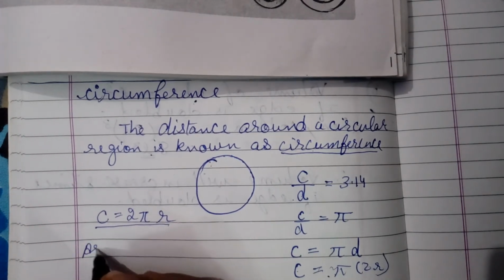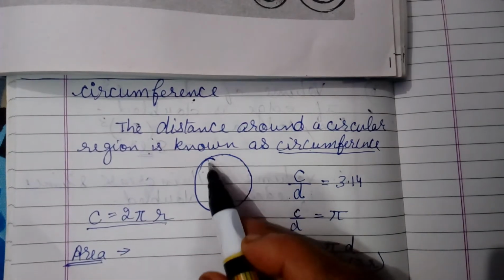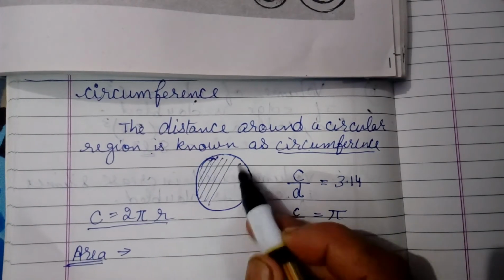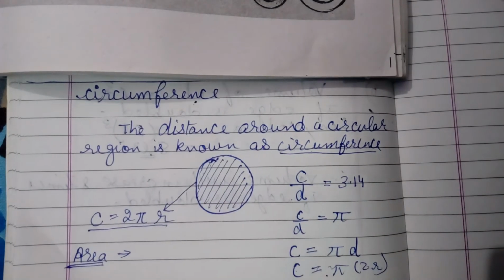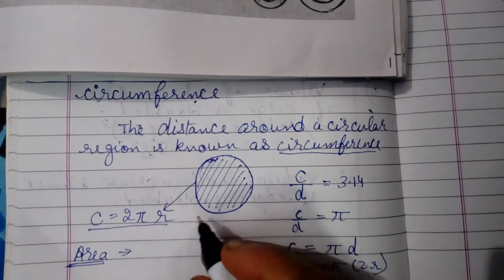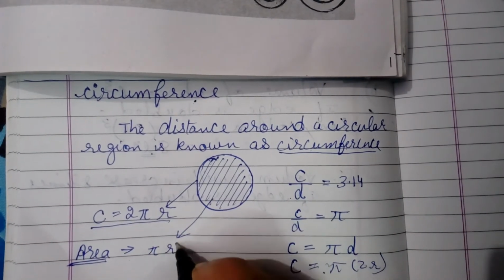And the other is area, that is the region enclosed in the circle. This part is the area of a circle, and this is the circumference, that is 2 pi r. So the area of a circle is equal to pi r square.